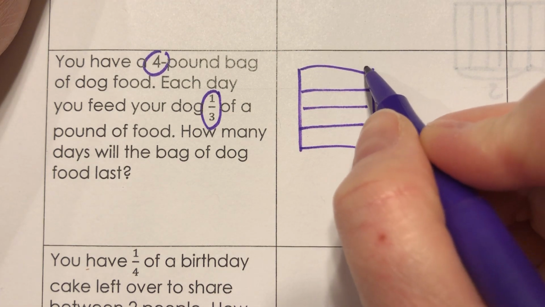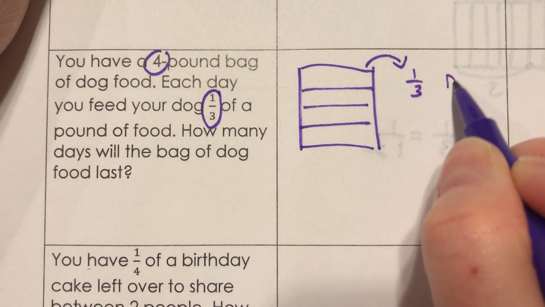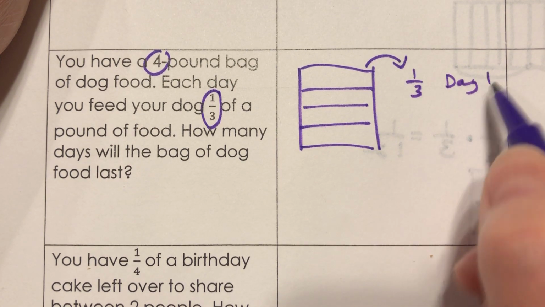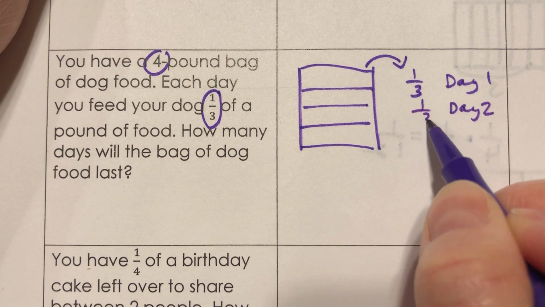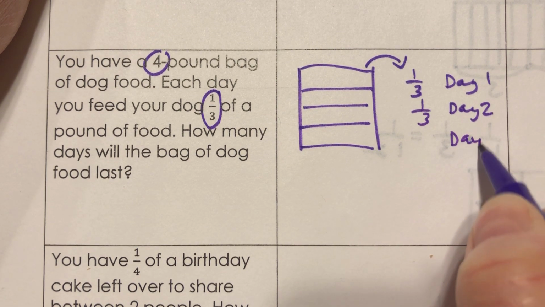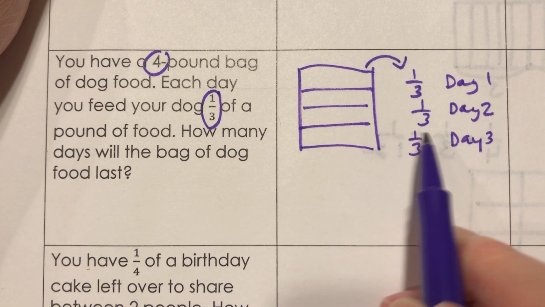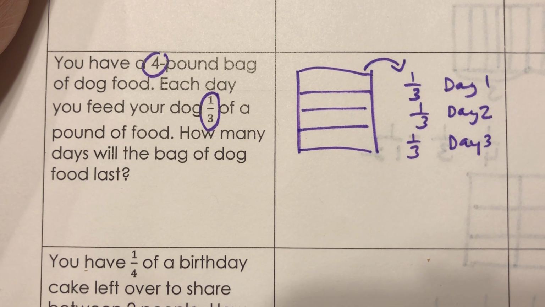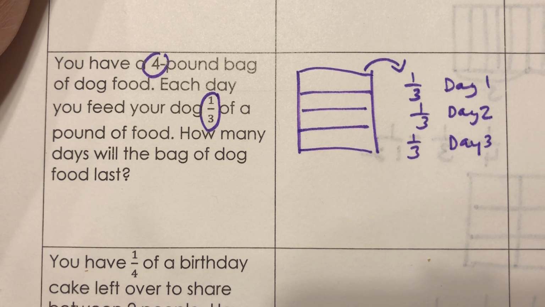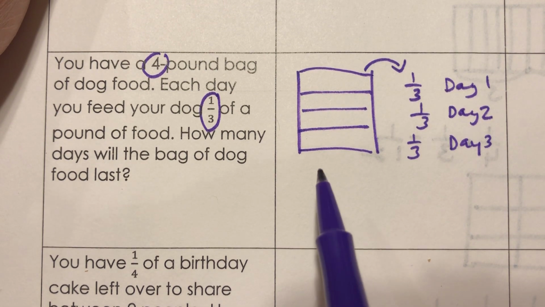So that means that every day we're taking out 1/3. So on day 1, we take out 1/3. And then on day 2, we take out another 1/3. And on day 3, we take out another 1/3. So we keep taking away 1/3. That's repeated subtraction, isn't it? So you know how repeated addition is multiplication? Repeated subtraction is division.